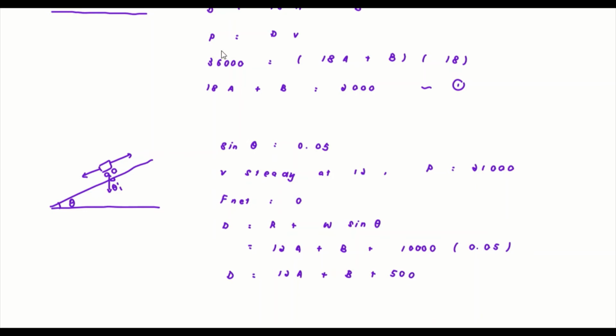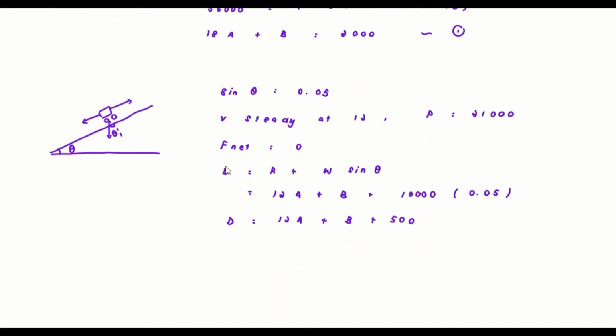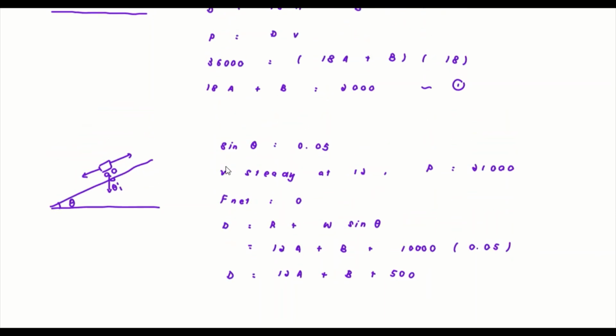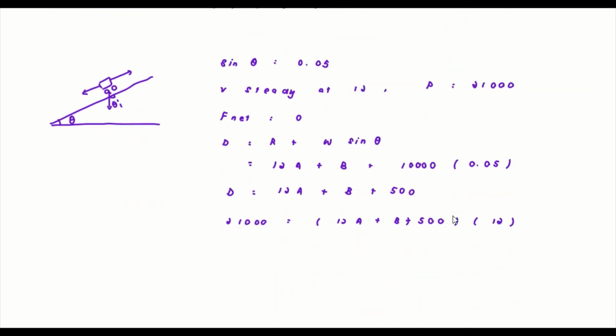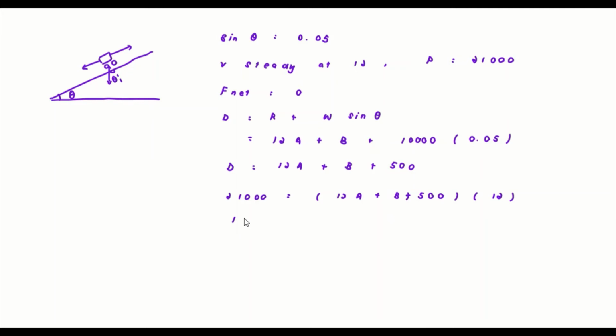This is not the end yet. You still remember we need to use the driving force to get the power, then we are left with the two variables A and B, right? So the power in this case is 21,000 equal to the driving force, 12A plus B plus 500, multiplied by V, which is 12. After you expand and rearrange everything, we get 12A plus B is equal to 1,250, that is 21,000 divided by 12, then minus 500. This is how we get the second equation.